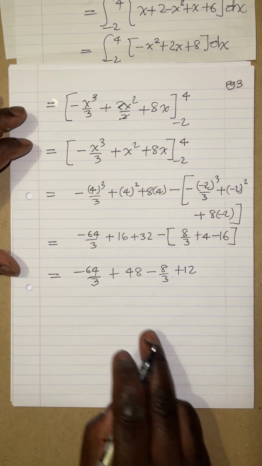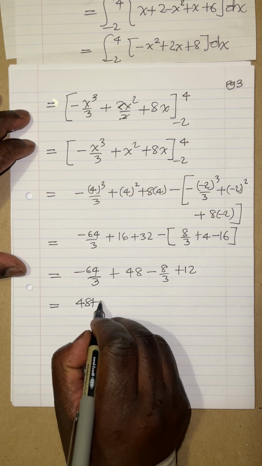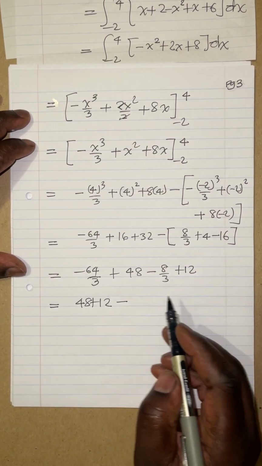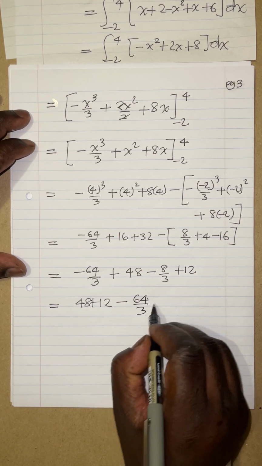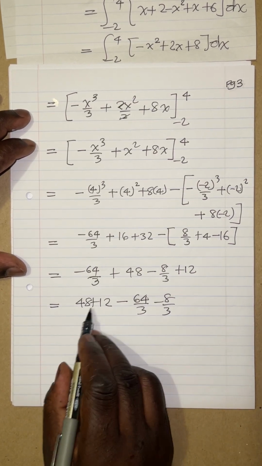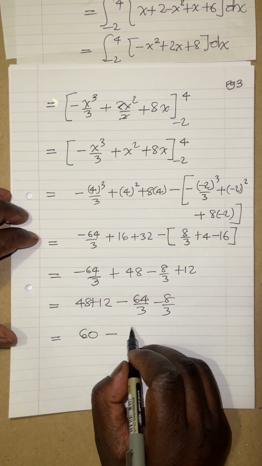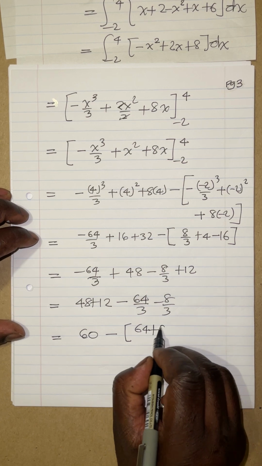Now, I'm going to take the positive terms. This is 48 plus 12 minus 64. Let me just write it the way it is. First of all, 64 over 3 minus 8 over 3. This one here is 60 minus, and here we can simply say, watch this, 64 plus 8 over 3.